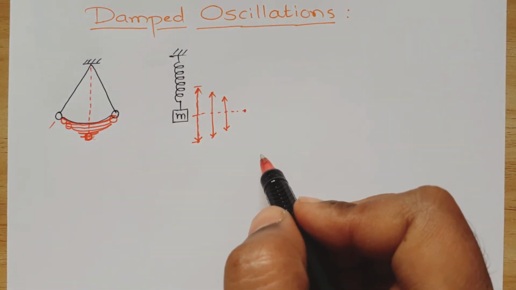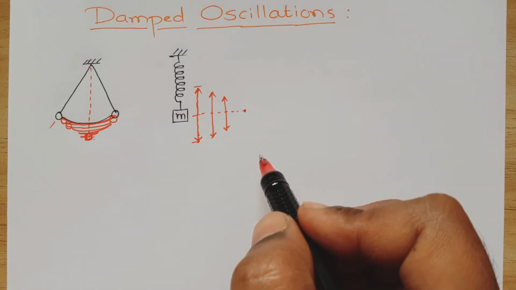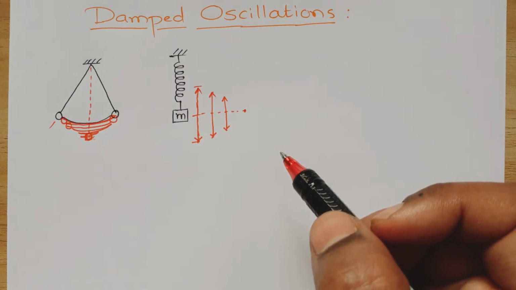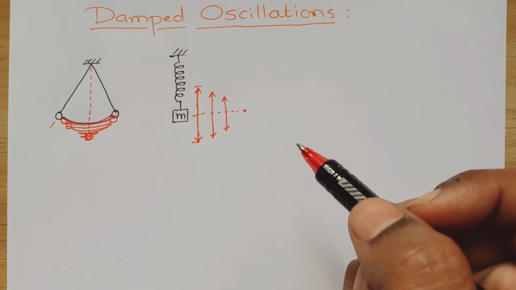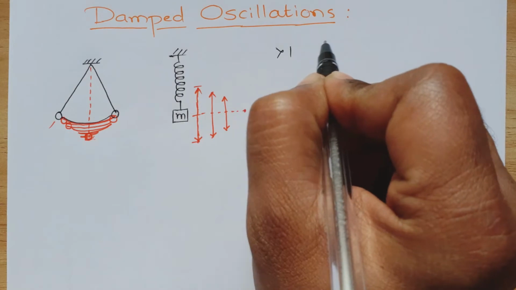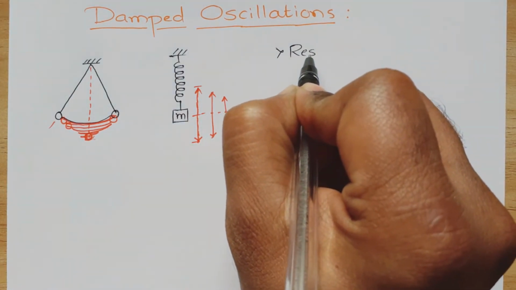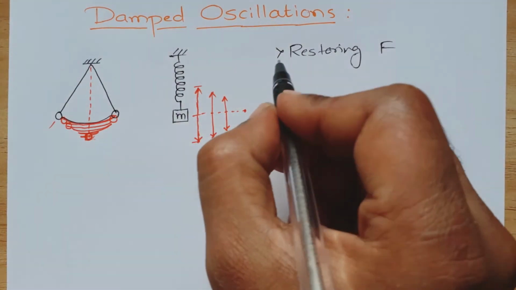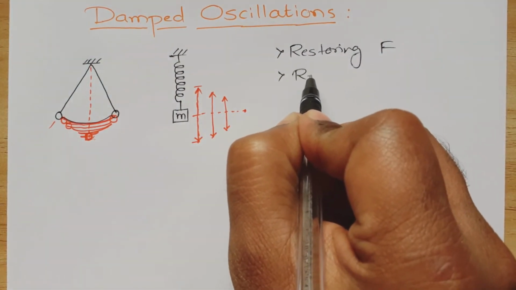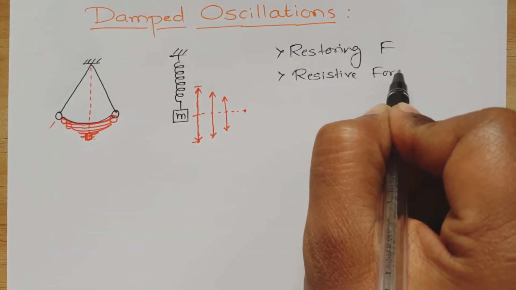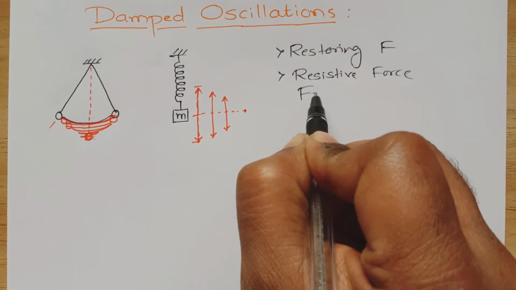So what is happening here is the oscillations are damping, that is the amplitude is decreasing. Why? Because we have the friction involved in this, or the resistive force. So what are damped oscillations? Damped oscillations are the oscillations in which restoring force is present. With this restoring force we have resistive force, or it is called as the friction.